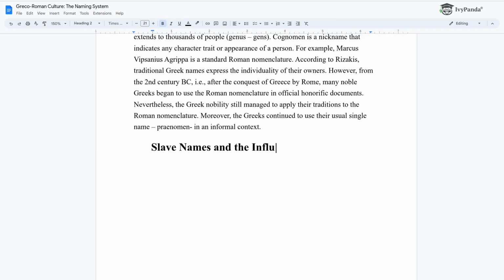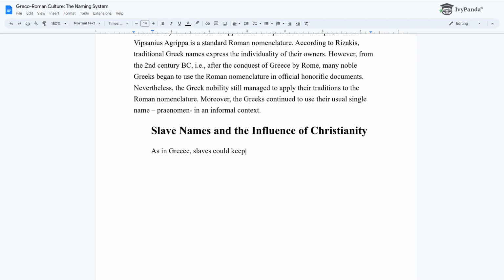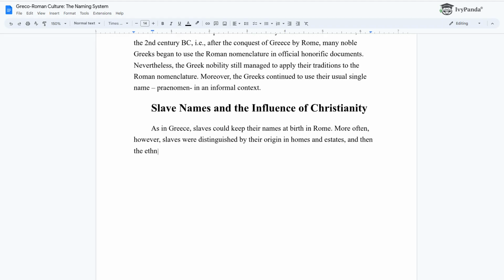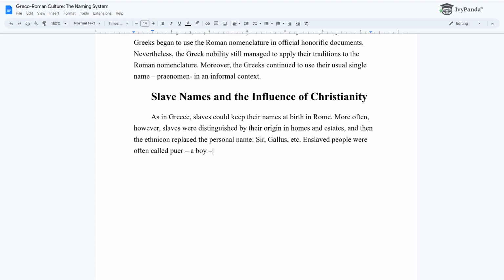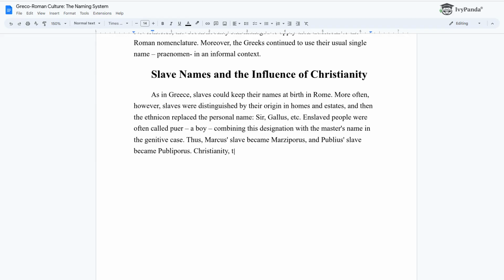Slave names and the influence of Christianity. As in Greece, slaves could keep their names at birth in Rome. More often, however, slaves were distinguished by their origin in homes and estates, and then the ethnicon replaced the personal name, Syrus, Gallus, etc. Enslaved people were often called puer, a boy, combining this designation with the master's name in the genitive case. Thus, Marcus' slave became Marcipor, and Publius' slave became Publipor.